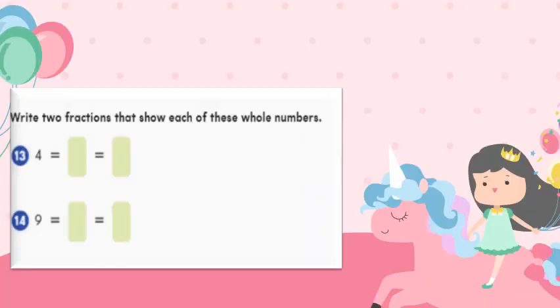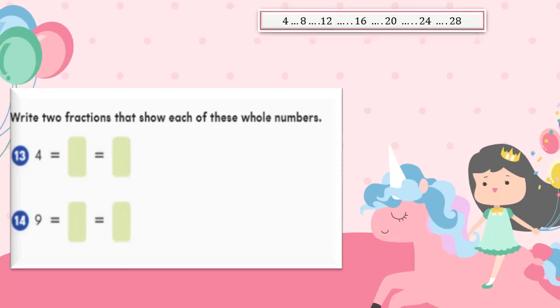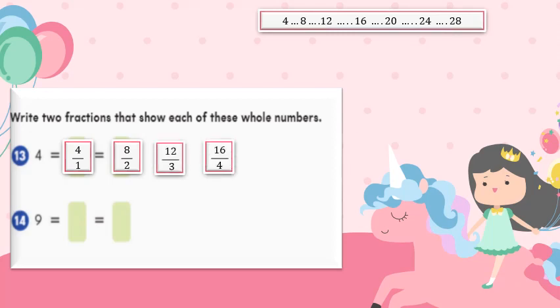Write 2 fractions that show each of these whole numbers. 4. I need to recall table 4. 4 times 1 is equal to 4, times 2 is equal to 8, times 3 is equal to 12. So I can say that this 4 is equal to 4 divided by 1, or this 4 as well is equal to 8 divided by 2, or this 4 is equal to 12 divided by 3, or 16 divided by 4.